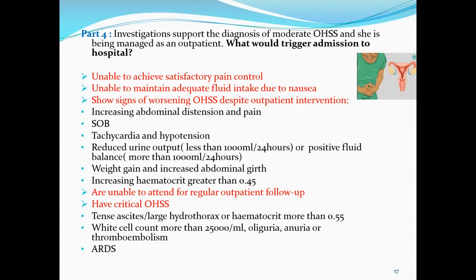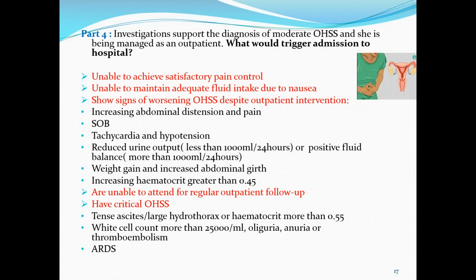The other thing is, if the patient is unable to maintain adequate fluid intake because of nausea, you need to admit her and give her fluid replacement. If the patient is showing worsening ovarian hyperstimulation, remember that ovarian hyperstimulation syndrome is a dynamic process. You may see the patient today with mild symptoms, and within hours she may deteriorate to severe or critical.